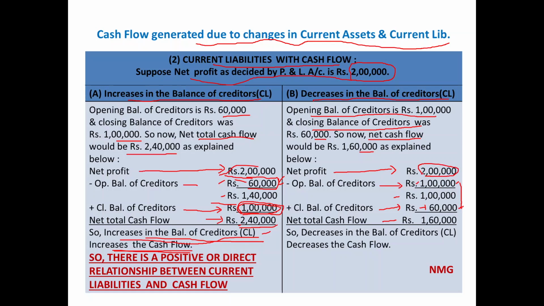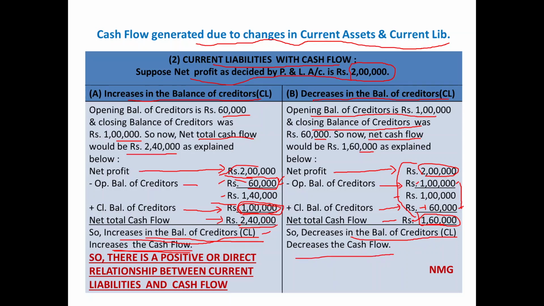Earlier it was 2 lakh. After this transaction it is 1,60,000. So the balance went from 1 lakh to 60,000, meaning you have made a payment of 40,000. So obviously your final cash flow is going to decrease by ₹40,000. What was earlier 2 lakh is now 1,60,000. So decreases in the balance of creditors, that is current liabilities, decreases the cash flow.